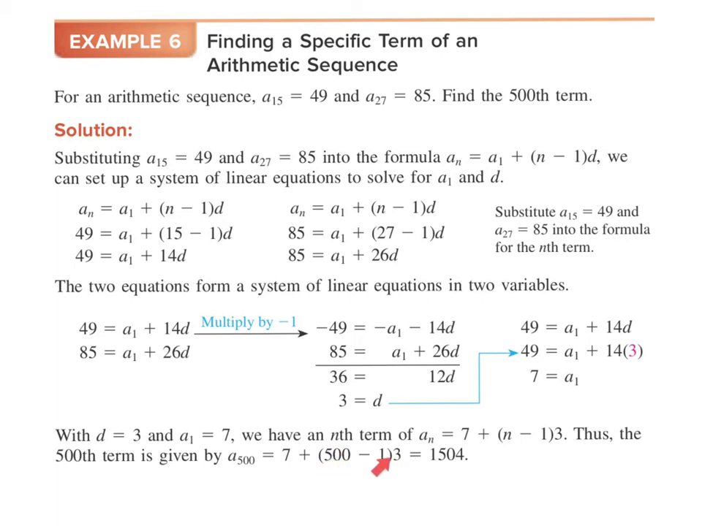How did you get a sub n equals 7? A sub 1 equals 7. Oh, okay. So again, here's the general formula. You need the first term and you need the common difference. That's what we did here. The first term is 7, the common difference is 3. And when you're looking for a specific term, you just plug that number in for n. So a sub 500 is 1,504.